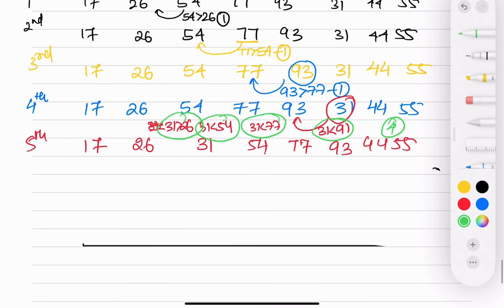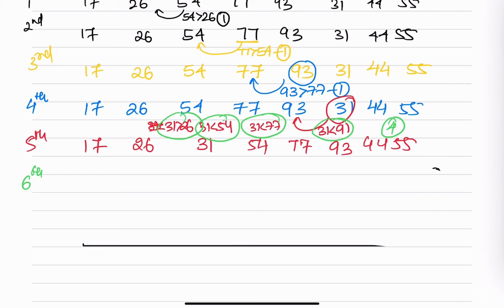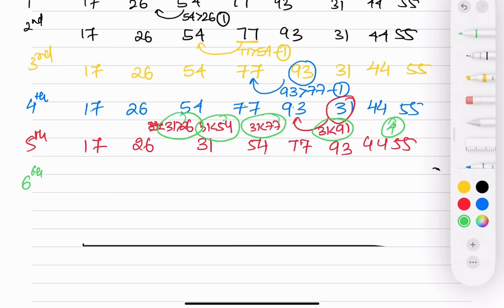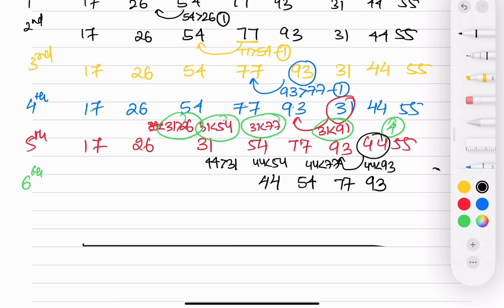In the sixth iteration, which element were you on? 1, 2, 3, 4, 5, 6. So you're going to take the seventh element, that is 44: 1, 2, 3, 4, 5, 6, 7. Is 44 less than 93? Yes, correct, so 93 will come here. Is 44 less than 77? Yes, so 77 will come here. Is 44 less than 54? Yes, so 54 will come here. Is 44 less than 31? No, 44 is greater than 31, so 44 will come here and all will remain the same. How many comparisons did we have? 1, 2, 3, 4. Four comparisons.